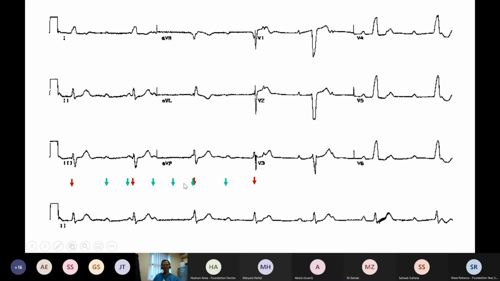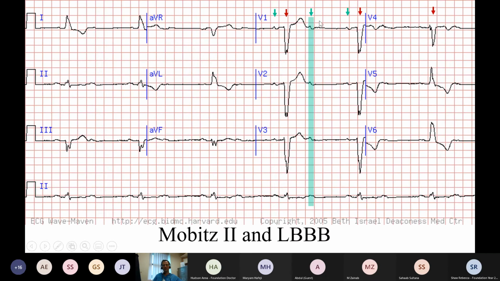Can you see now I've marked this out? There is no relationship between the green arrows and the red arrows. Whereas if we go back to the 2-to-1 heart block, there's this very precise relationship. Green, red, green, green, red. Green, green, red. And you see that there would be a P wave here and a P wave here. So 2 greens to each red, 2-to-1 heart block.